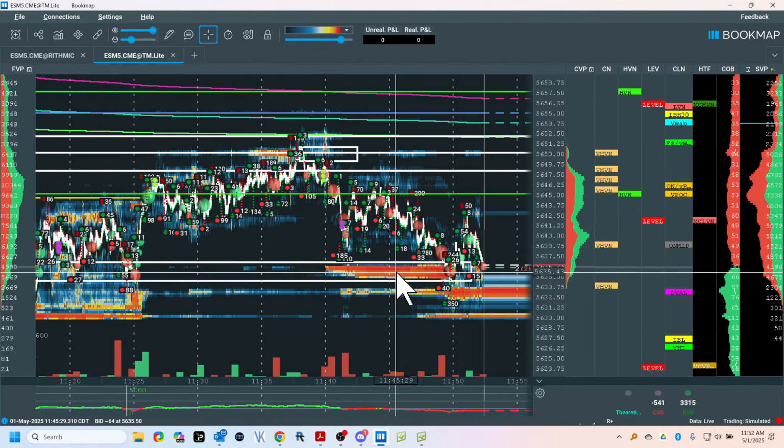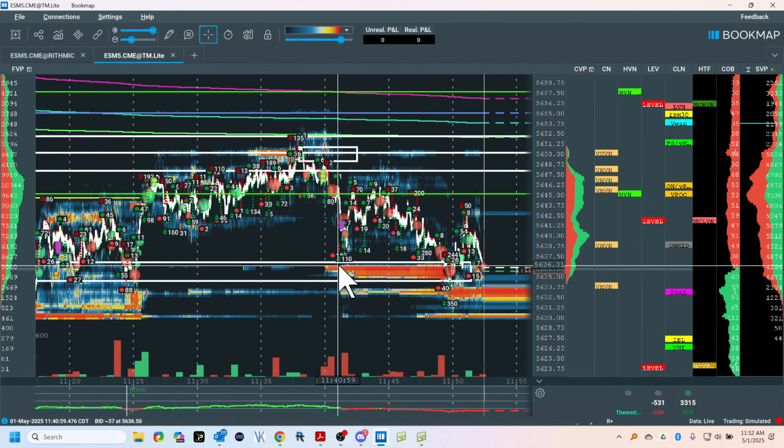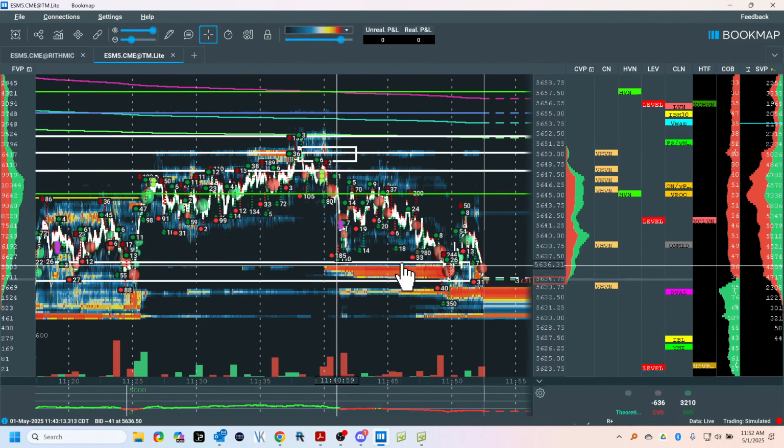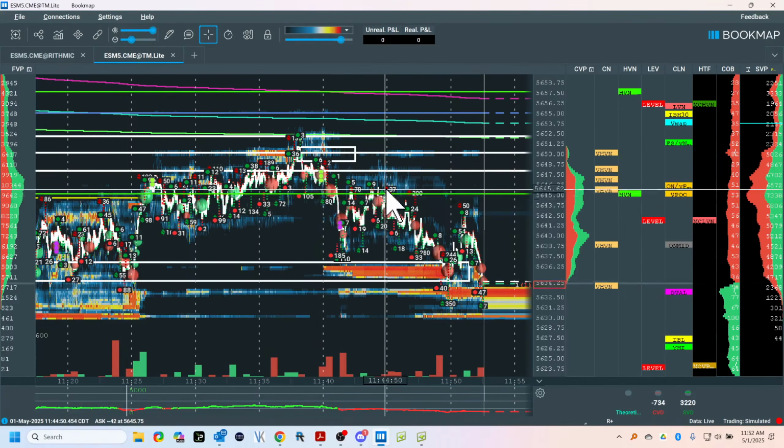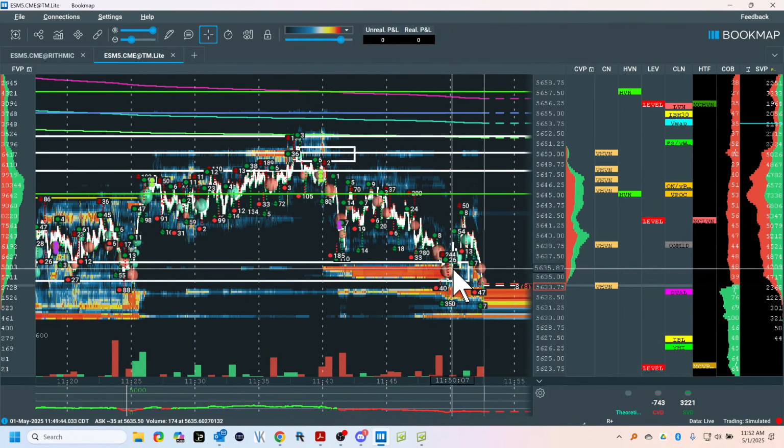So we'll see what it does here. Now, I think shorts are the way to go. Just me. But I could also just trade it from there to there, or there to there, and the trade is over.